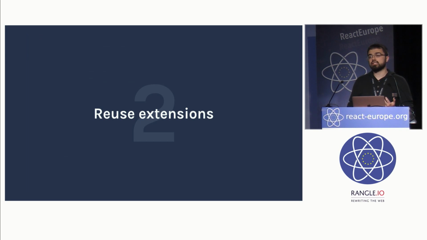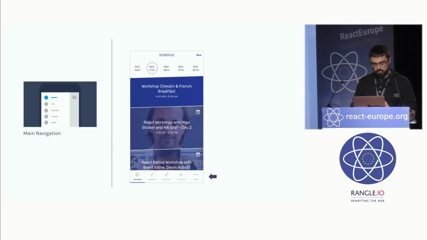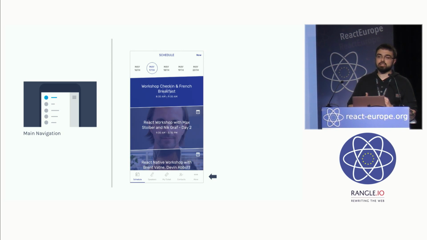Then you reuse extensions. You can reuse extensions from the extension marketplace, where you can also upload your extensions. We reused the main navigation extension, which has different navigation types, such as tab bar, drawer, and icon grid. We implemented the tab bar navigation, which can be seen on the bottom of the screen, and above are rendered screens from other extensions.